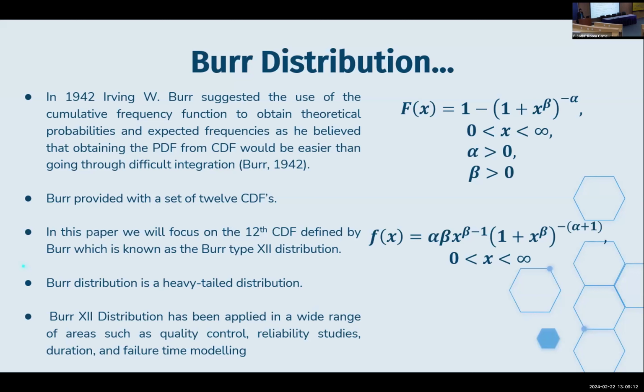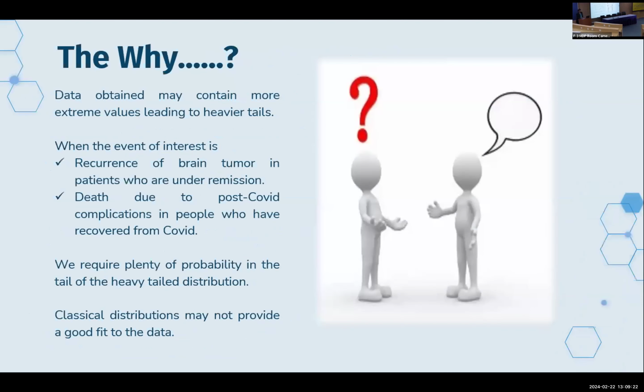So the Burr distribution is a heavy tail distribution, and it has been widely used in the areas of quality control, reliability studies, and failure time modeling. Now, the question is, why Burr distribution when exponential and Weibull distributions have been used so often? Most of the time it happens that our data contains a lot of extreme values, and to model this, we need heavier tails in our distribution.